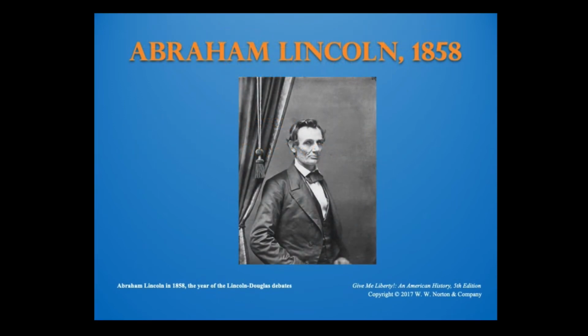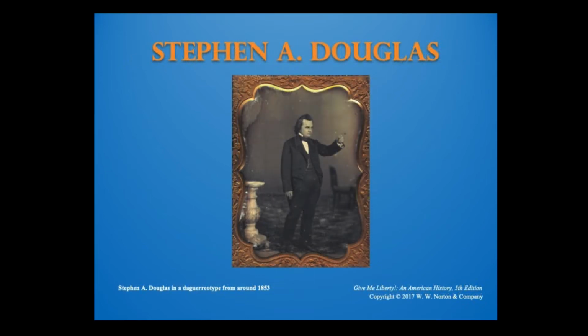Lincoln insisted that the nation would not survive forever half slave and half free, and that Americans would have to make a choice as a nation and reject the idea of popular sovereignty that Douglas advocated. The Lincoln-Douglas debates are classics of American political oratory. Conflicting definitions of freedom were at their center.